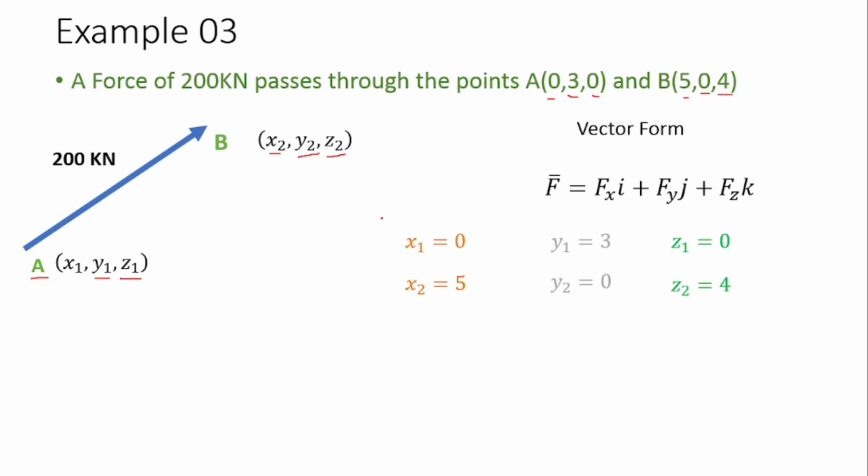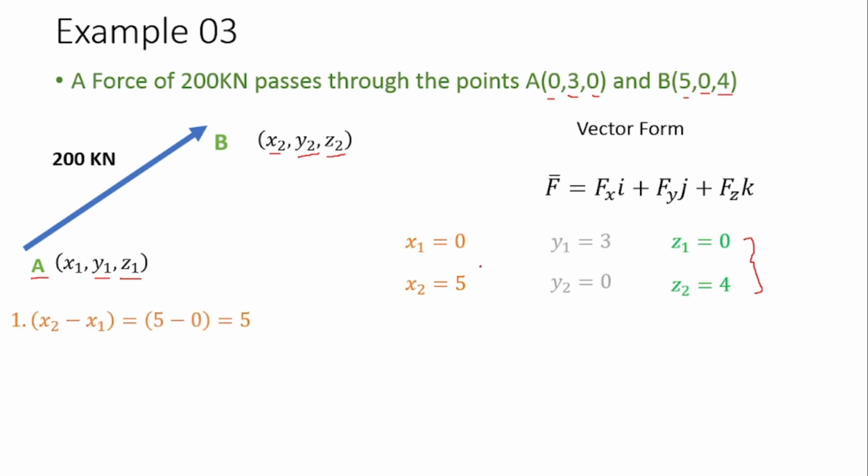So in this way you have to write the values of x1, y1, z1 and x2, y2, z2. Follow this step to avoid any mistake. If you directly jump into the formula, you might make a mistake. That's why write it in the given sequence only.